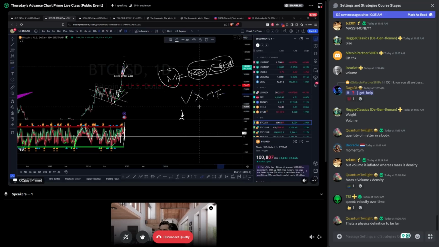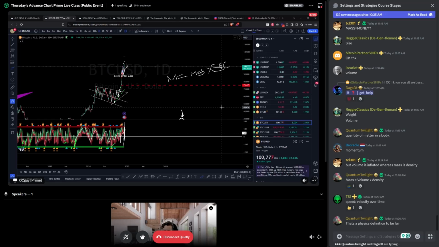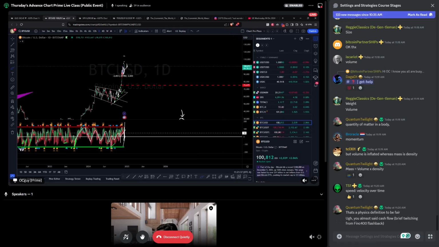Guys, remember that these are equations, right? So you can change this and still have some sort of momentum-ish value, all right? So this is not exactly like physics. This is not set in stone, all right? But it's just the work behind it, or just to understand this, right? Yep. All right. Almost said cash flow. That would have been amazing, Quantum Fly Lake.